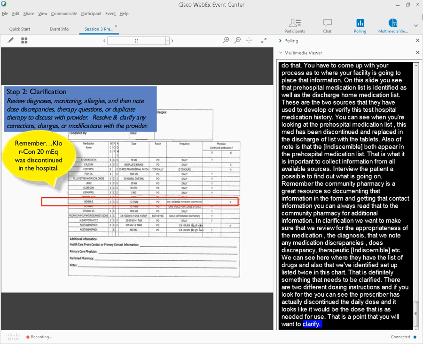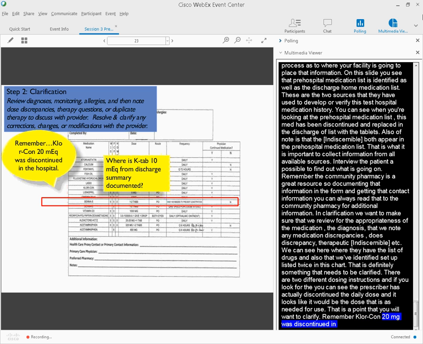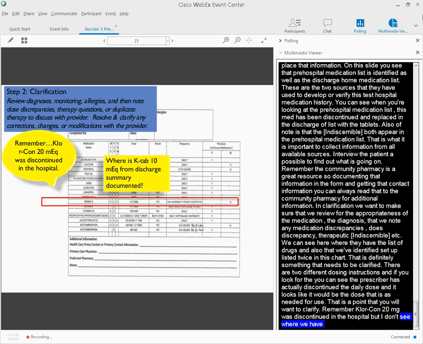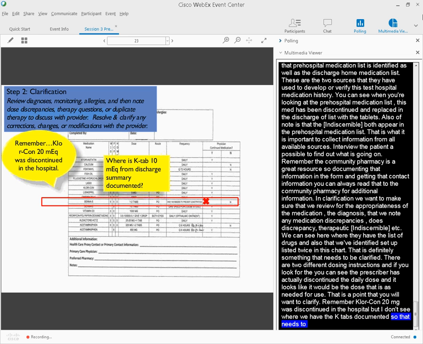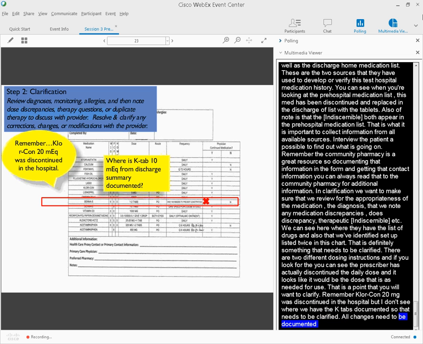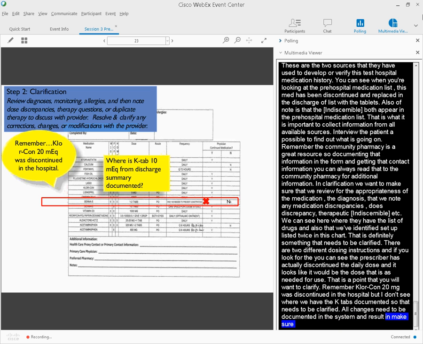Remember, Klor-Con 20 milliequivalents was discontinued in the hospital, but I don't see where we have the K-Tab documented in here, so that too needs to be clarified and resolved. All changes need to be documented in the system and resolved, and really make sure that we're ready also to be able to share that for the next clarification.